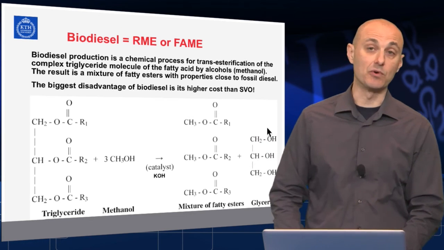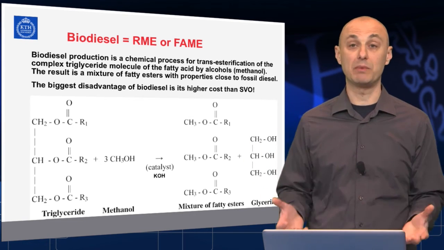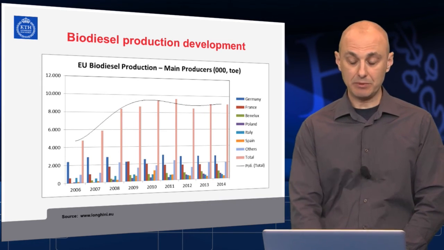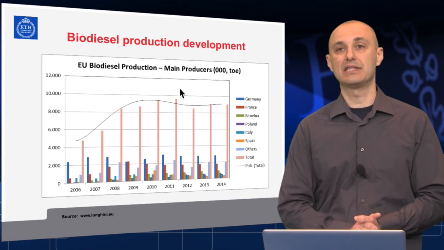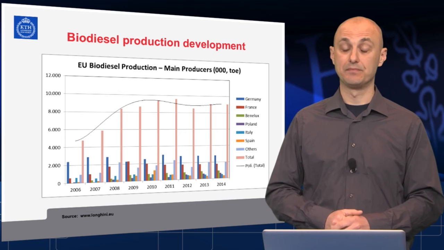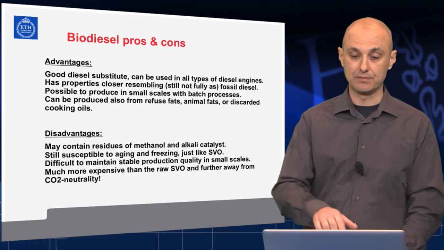The biggest disadvantage, of course, is that this is a chemical step. This is a production step that needs to be done. Of course, biodiesel would be more expensive than the straight vegetable oil. The production development of biodiesel was growing a lot until commonly the last financial crisis. There is a kind of stagnation since then, but biodiesel is being produced both in Europe and in the US, on the other side of the Atlantic, in Asia and so on, and is being used a lot in Europe. You could also use straight vegetable oil as fuel, but let's talk about this.